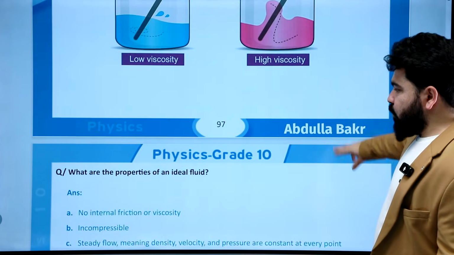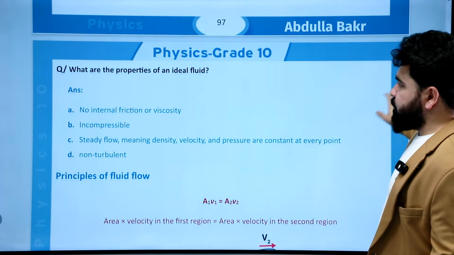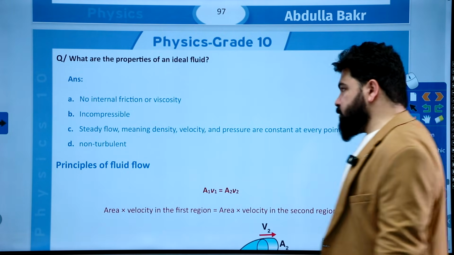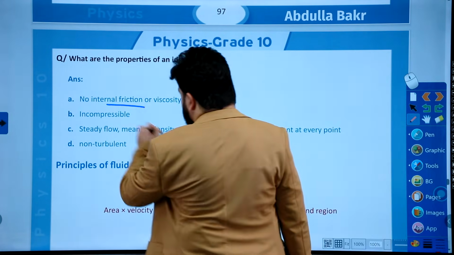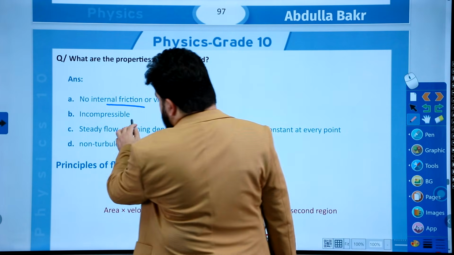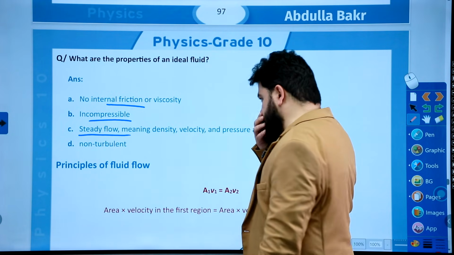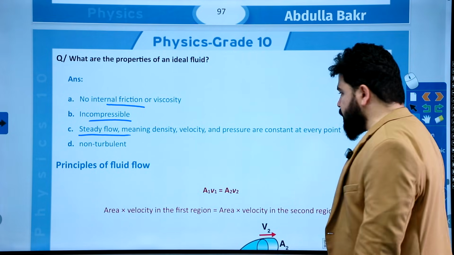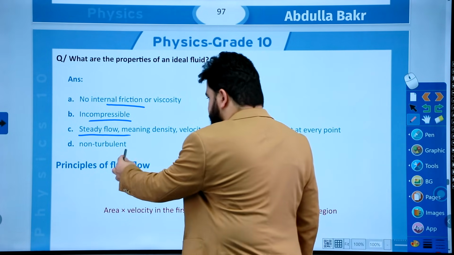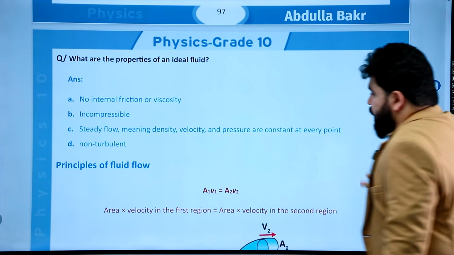Water has less because water can move easily. What are the properties of an ideal fluid? This is really important. No internal friction or viscosity, incompressible, steady flow, density, velocity, and pressure constant at every point, and non-turbulent.